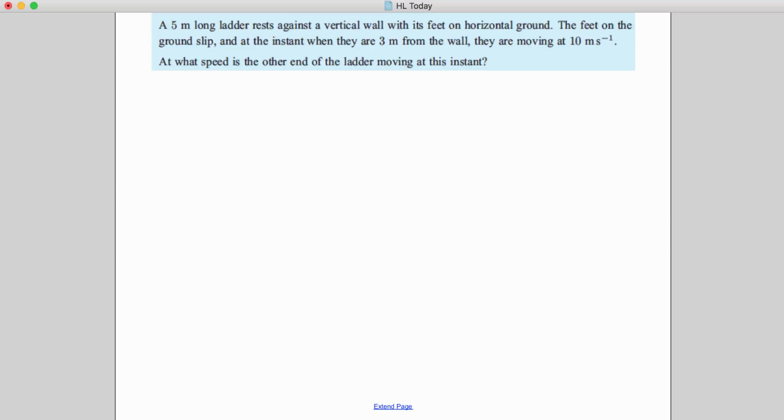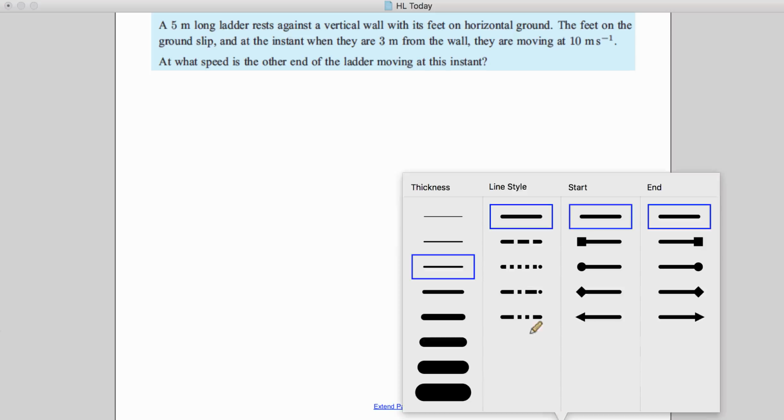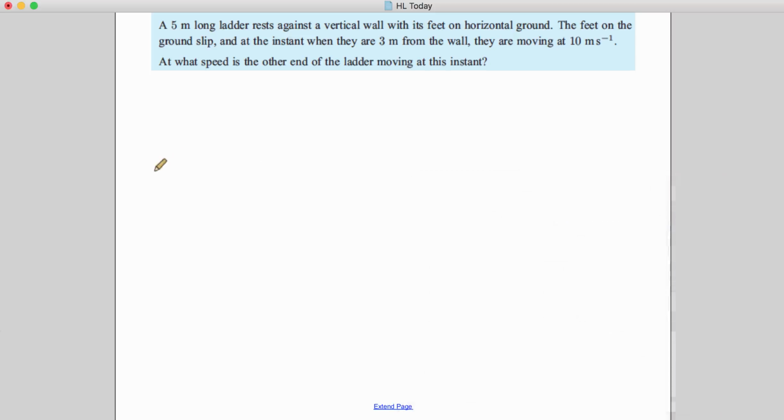Okay, let's do an example. A 5-meter long ladder rests against a vertical wall with its feet on horizontal ground. So before I do anything, I'm going to draw a quick sketch of that. So we have the ground.